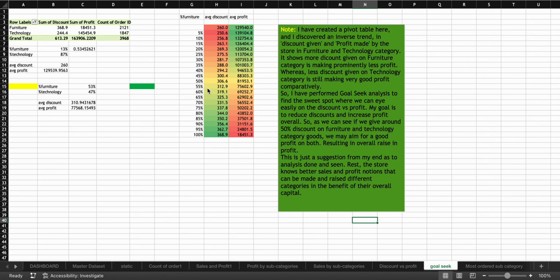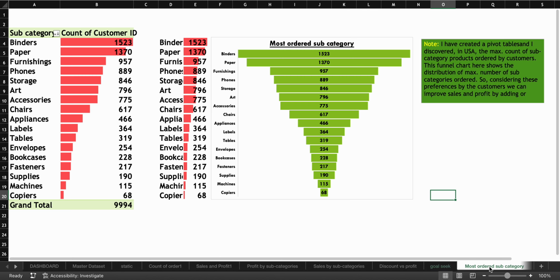The company can decide by itself how much percent of discount to be given to which categories to get a particular profit. Okay. And the next thing I've done is the most ordered subcategory, about the customers who love to order things more and more. These are the subcategories that you can see: binders is being ordered more, then papers, then furnishings, phone storage. So to increase the sales of copiers, again, they can give some discounts and attractive combo offers, which can contribute to a further increase of profit.